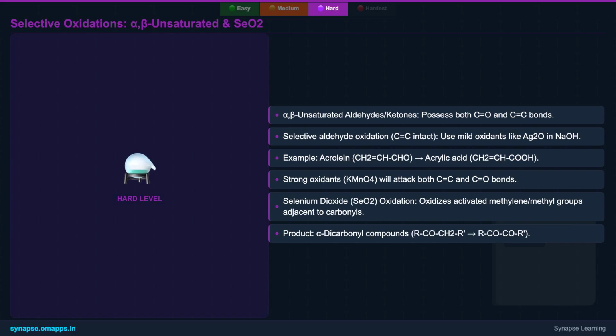Another powerful and specific oxidation is with selenium dioxide, SeO2. This reagent targets activated methylene or methyl groups adjacent to carbonyls, transforming them into alpha-dicarbonyl compounds, which are valuable synthetic intermediates. These selective strategies are the hallmarks of advanced organic synthesis.